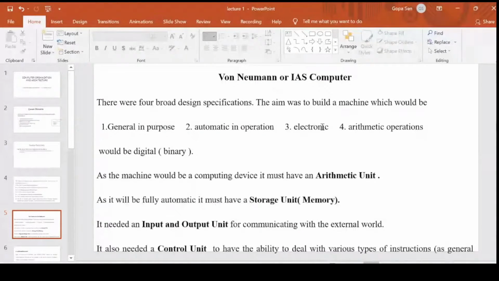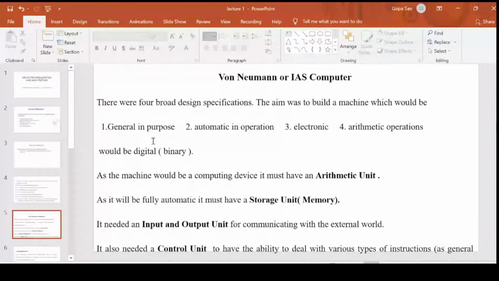So there were four broad design specifications based on which all the von Neumann or IAS type of computers were designed. First specification was it should be general in purpose. That means the machine will be able to perform any type of mathematical calculations. Second specification was it should be automatic in operation. Third one, it should be fully electronic. No mechanical parts will be there so that its speed of operation will be high. Fourth one is all the arithmetic operations should be digital.